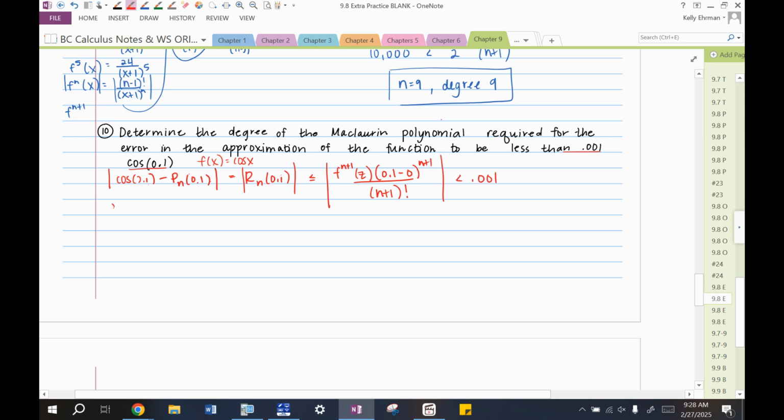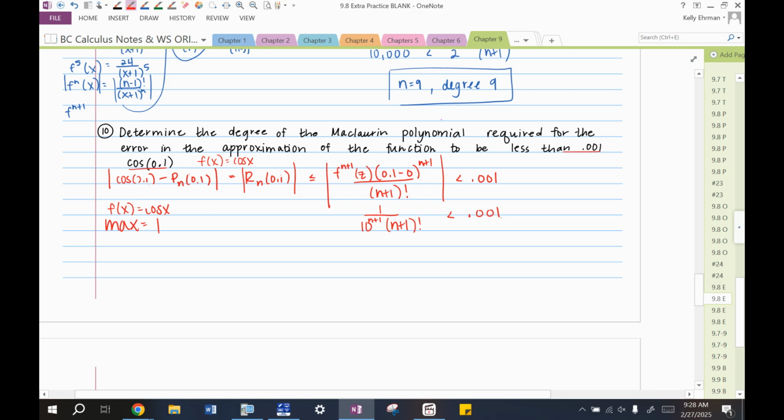Now, this one's kind of nice. When f of x is sine or cosine, we talked about this before, it means the max is just the amplitude, which is 1. So I'm just putting a 1 in for that. And then this is 1/10. So I'm going to move a 10 to the n plus 1 down here over n plus 1 factorial. Now, this should not take very much to get less than 0.001.